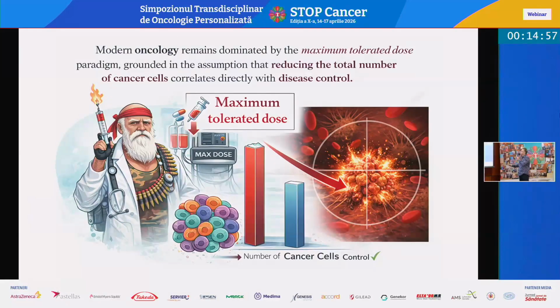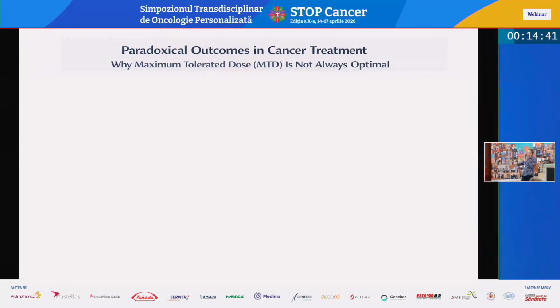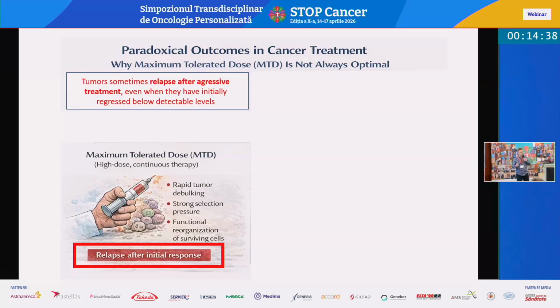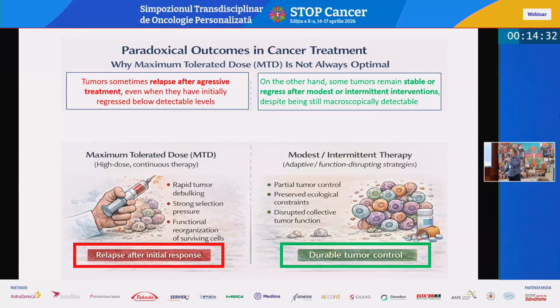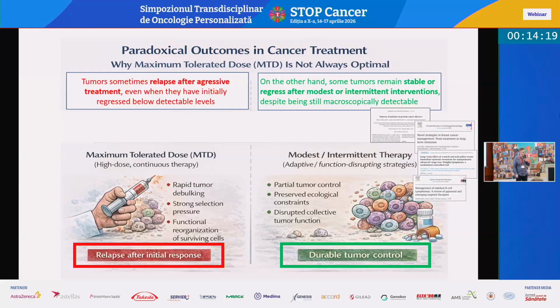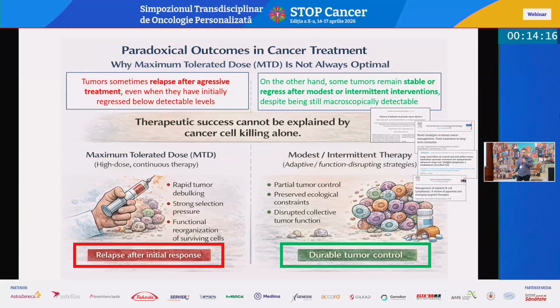So as you know, modern oncology remains dominated by the maximum tolerated dose paradigm that is grounded in the assumption that reducing the total number of cancer cells correlates directly with disease control. But as you know as well, with this logic, there are some paradoxical outcomes, because sometimes with very aggressive treatments that are able to push the tumor below detectable levels, we have some relapse, while conversely, sometimes with modest or intermittent interventions, some tumors, not all of them, but some tumors remain stable or even regress. There are a lot of papers showing that. I'm sure that you know some of them. So clearly the therapeutic success is not always explained by cancer cell killing alone.